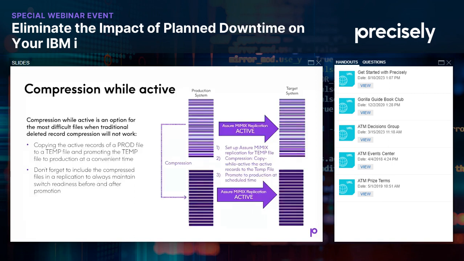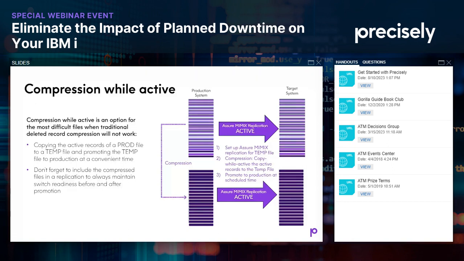Compression while active is an option for the most difficult files when traditional deleted record compression will not work. Copying the active records of a production file to a temp file and promoting the temp file to production at a convenient time. That's how it works. And don't forget to include the compressed files in replication, just like we talked about with the encrypt while active. So the concept's the same.